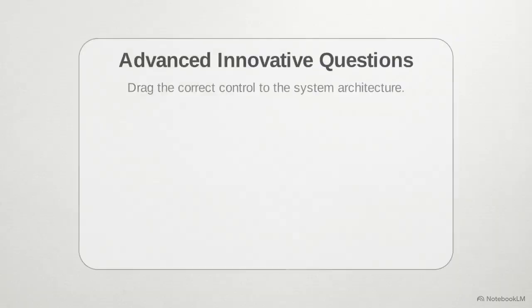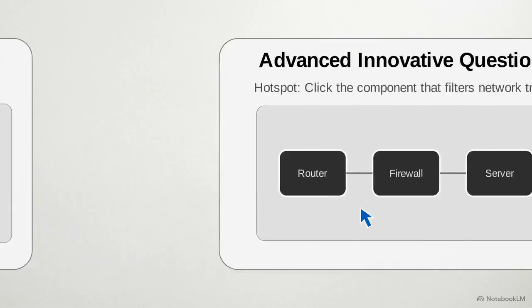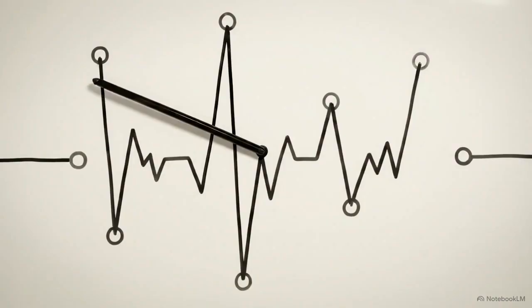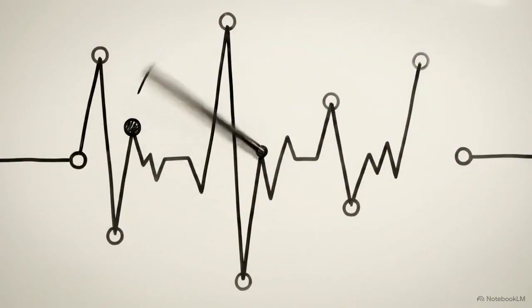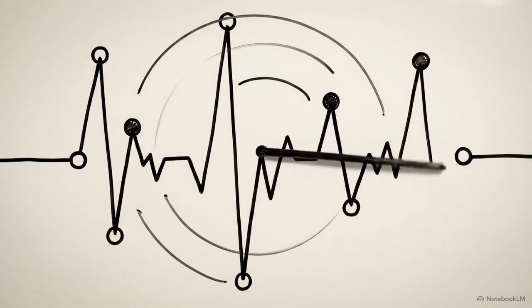You will also encounter what CISSP calls advanced innovative questions, specifically drag-and-drop and hotspot formats. These are scored identically to traditional multiple-choice questions and possess only one correct answer. The CAT format is a psychological endurance test designed to efficiently map the exact boundaries of your competence.